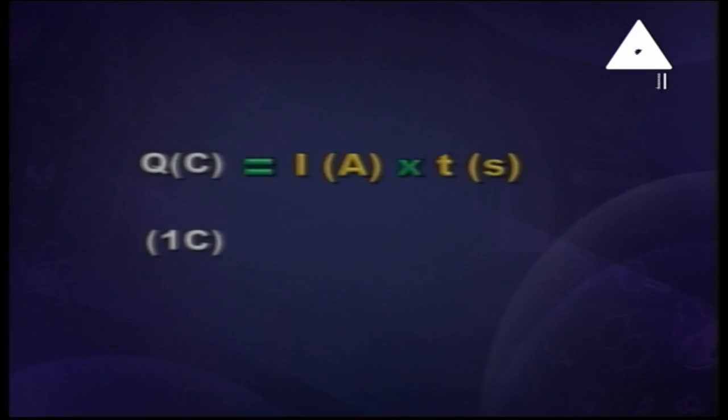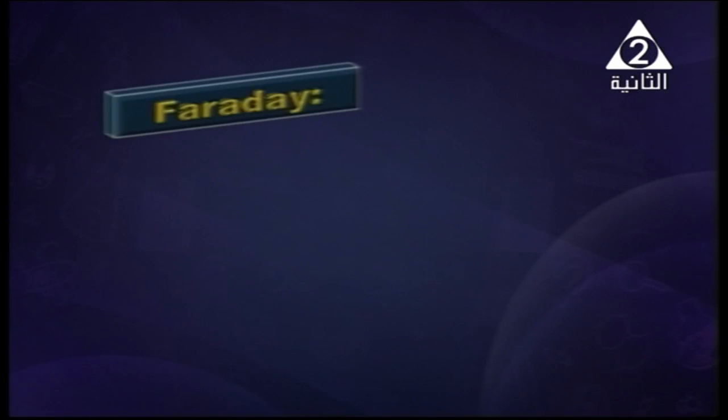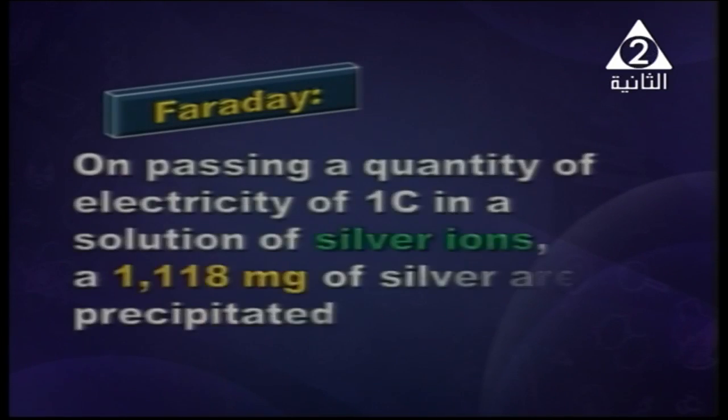So 1 coulomb equals 1 ampere times 1 second, and 1 ampere equals 1 coulomb over 1 second. Faraday: what is the relation between farad and coulomb? What is the relation between them?